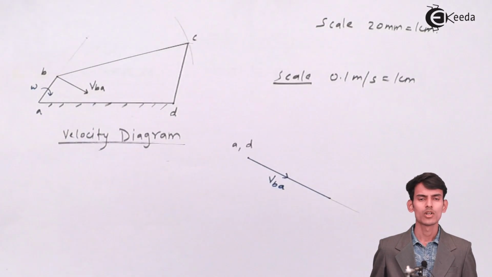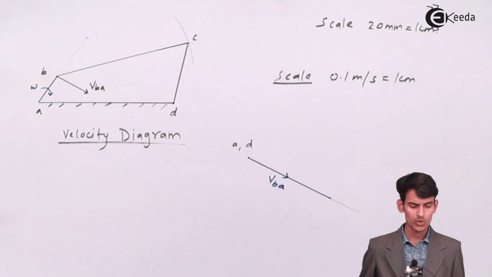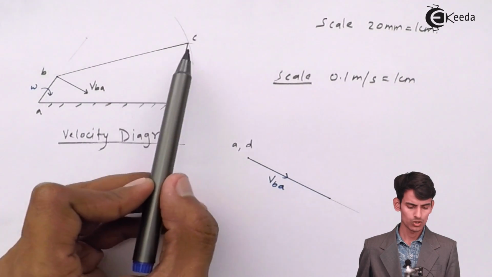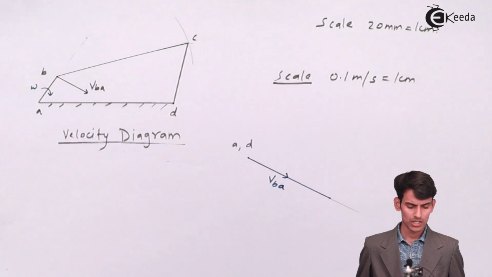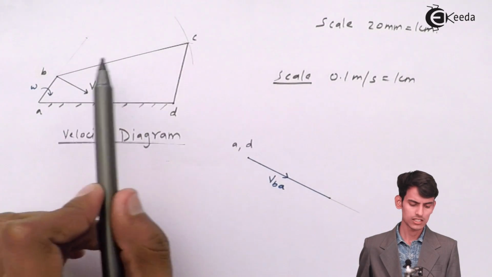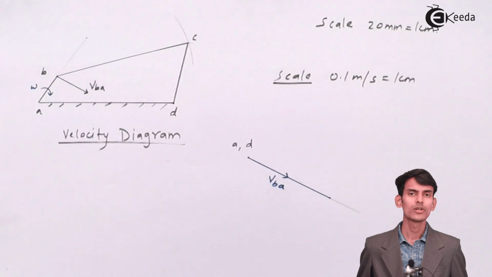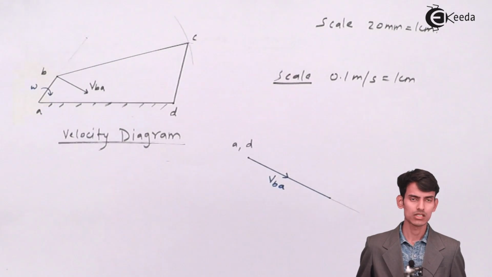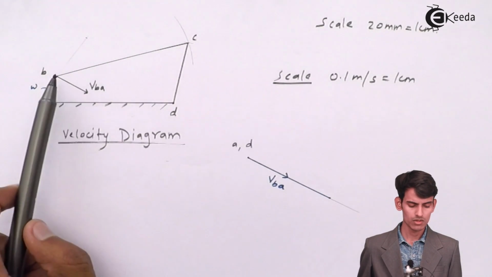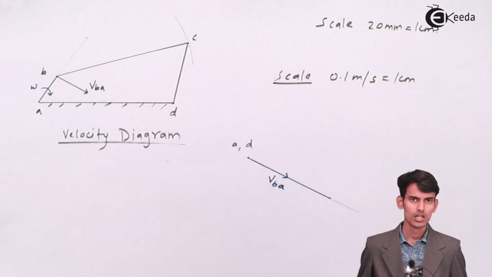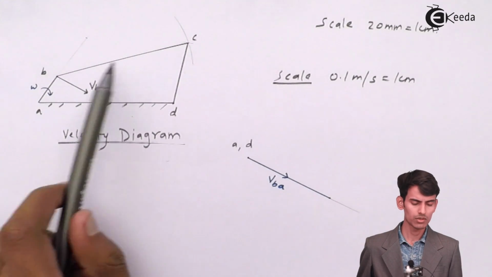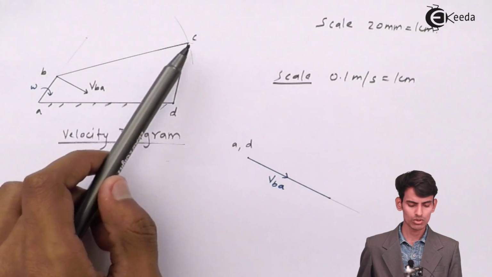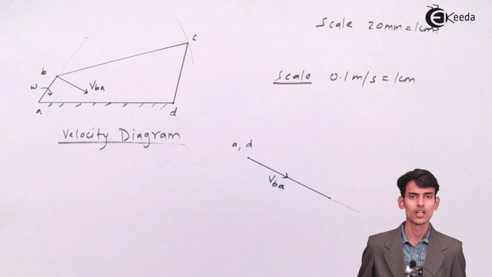So we've drawn the vector velocity of B with respect to A. Now we are done with the point B. Now let's move on to the point C. Since point C is connected to two different points, as you can see, C is connected to B as well as D, there will be two velocities of C. So velocity of C with respect to B and velocity of C with respect to D. Velocity of C with respect to B will be a vector perpendicular to CB, and velocity of C with respect to D will be a vector perpendicular to CD. So first let's draw both the perpendicular lines.